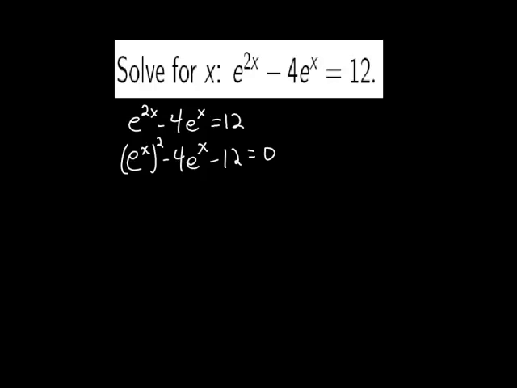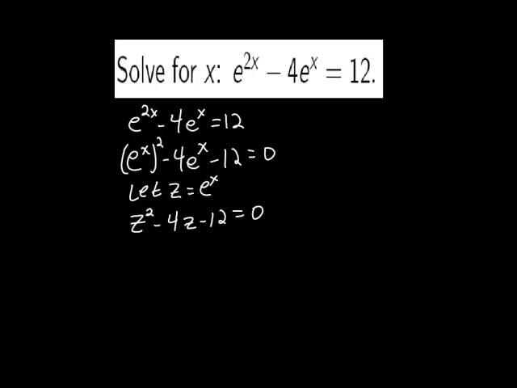And you want to see that you can set this up as a quadratic. Let z equal e to the x. Then we have z squared minus 4z minus 12 equals 0. And now let's hope this thing factors nicely, because I don't have a calculator with me.